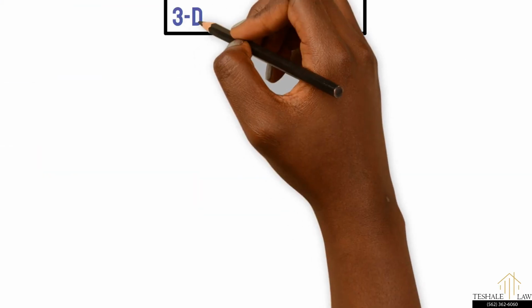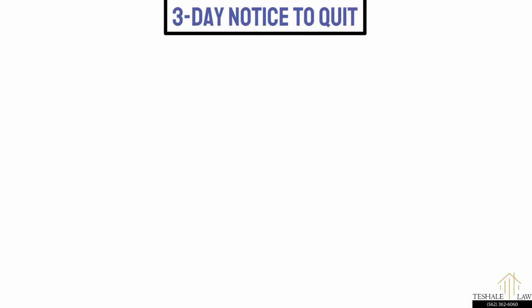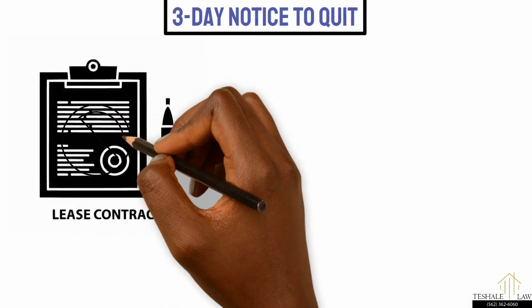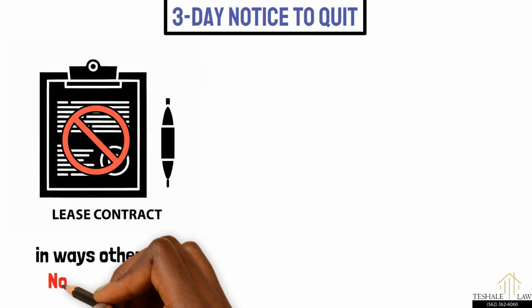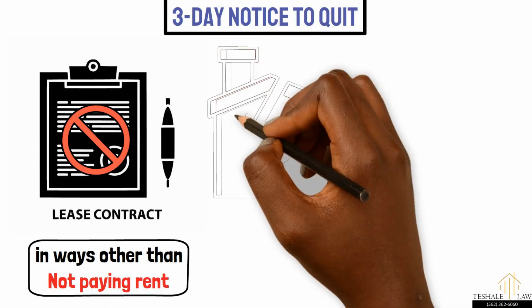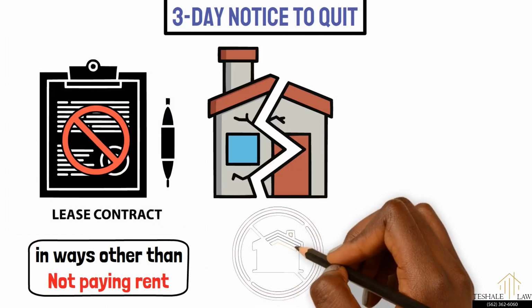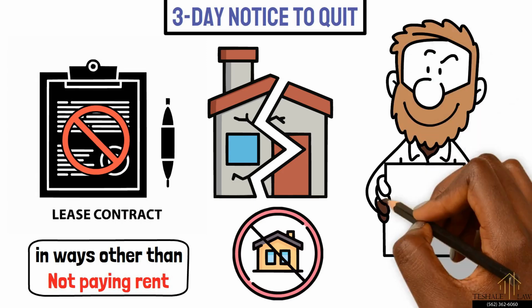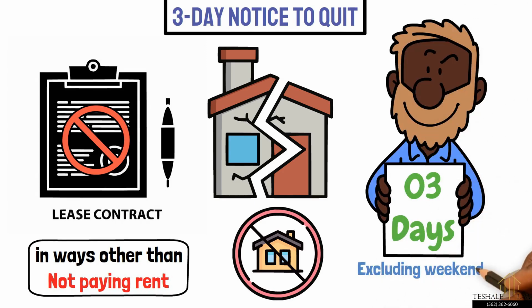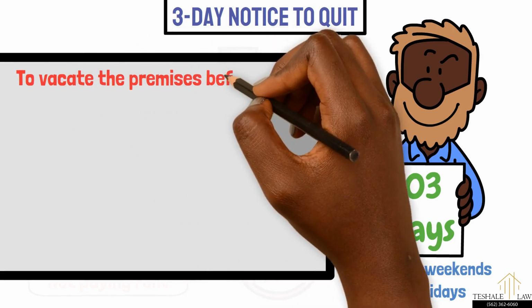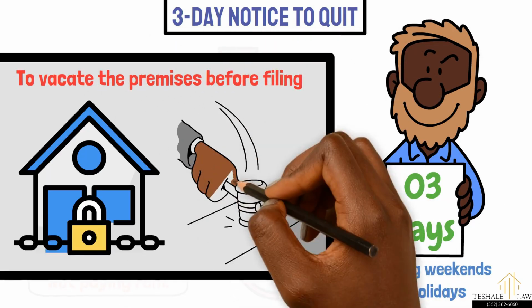Next is the 3-day notice to quit. This notice is served when the landlord claims that you have violated the lease agreement in ways other than not paying rent, like damaging the property or engaging in illegal activities. Under this notice, the landlord must give you 3 days, excluding weekends and holidays, to vacate the premises before filing an official eviction lawsuit with the court.